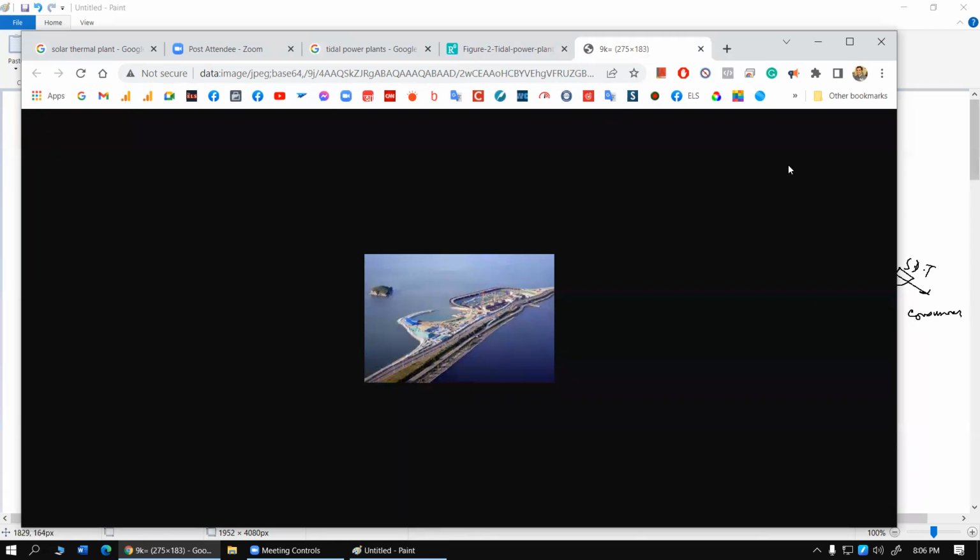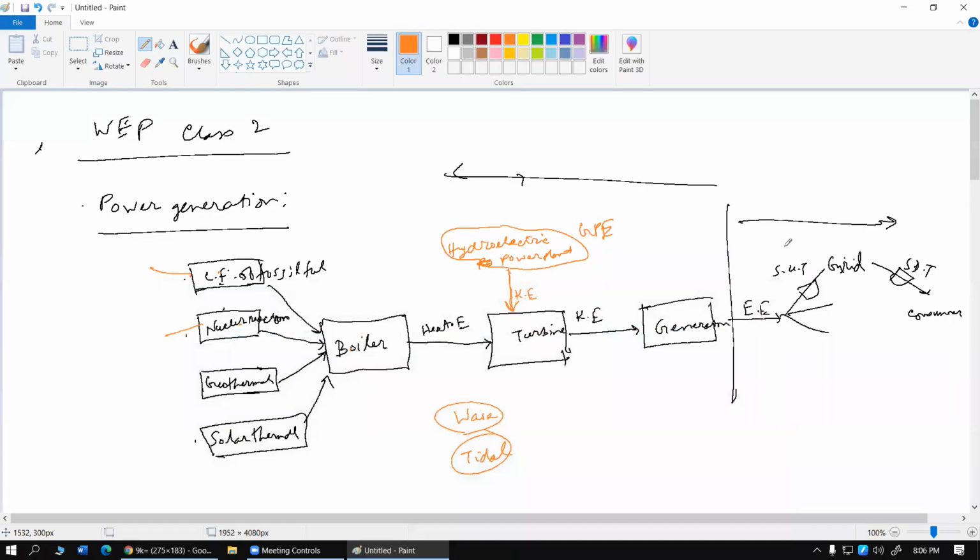So the whole idea of tidal energy is that after every 6 hours of time, the total water body of Earth, every water body on Earth, experiences some rise in its height and some fall in its height due to the position of the sun and the moon.